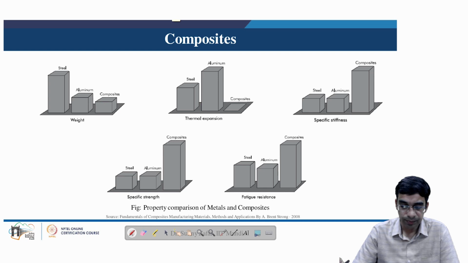So if we see the comparison of composite with metals, in all respects such as weight, thermal expansion, specific stiffness, specific strength and fatigue resistance, composites are outperforming the conventional materials like steel and aluminium.